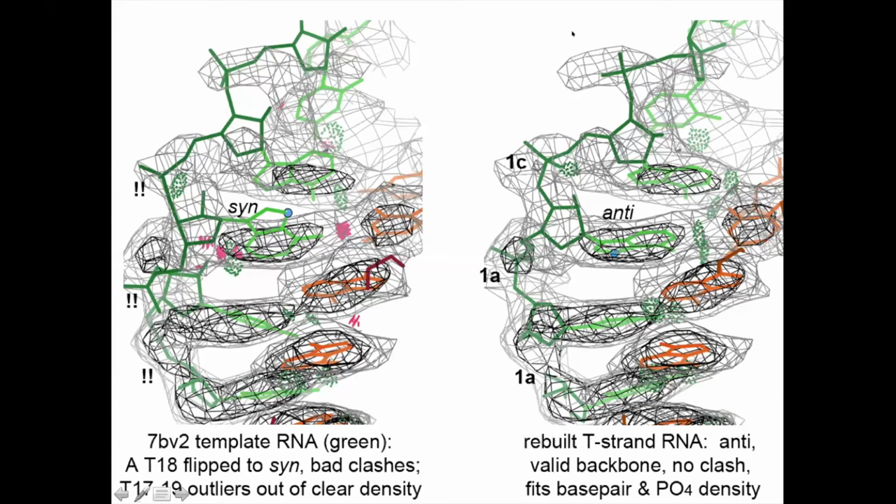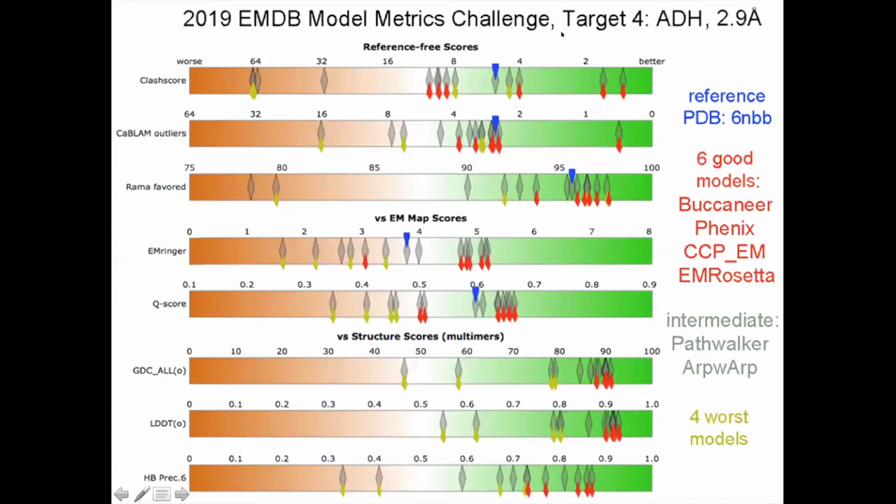So one overall real piece of good news from that model challenge that we finished in 2019 is that none of the targets were significantly lower resolution than about 3 angstroms. And so we had a number of 3 angstrom targets. So statistically, we could compare different methods.